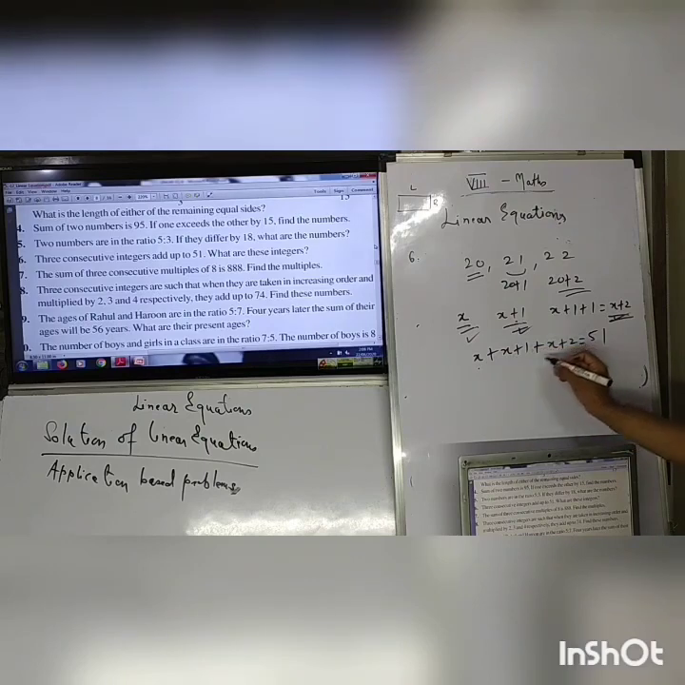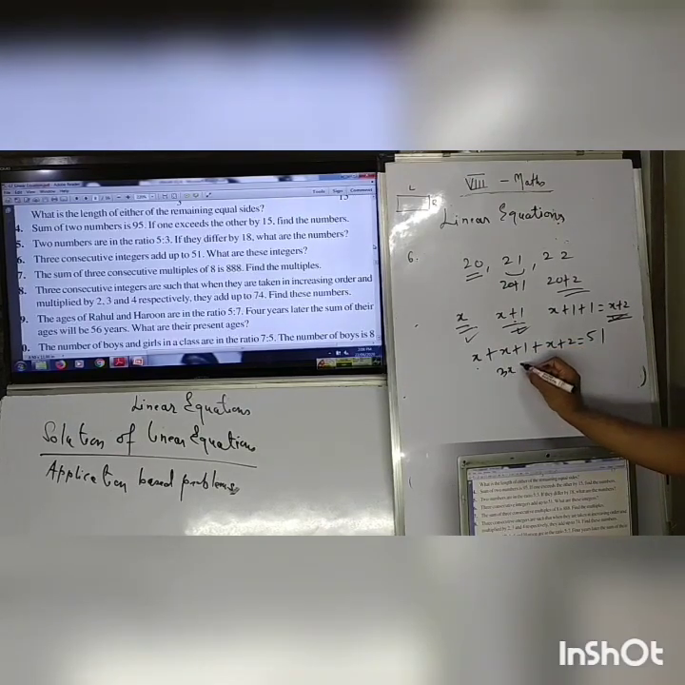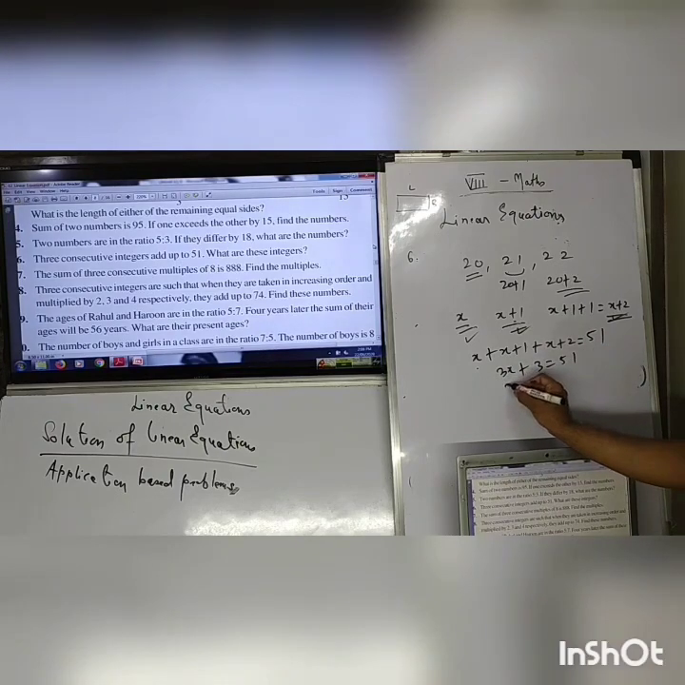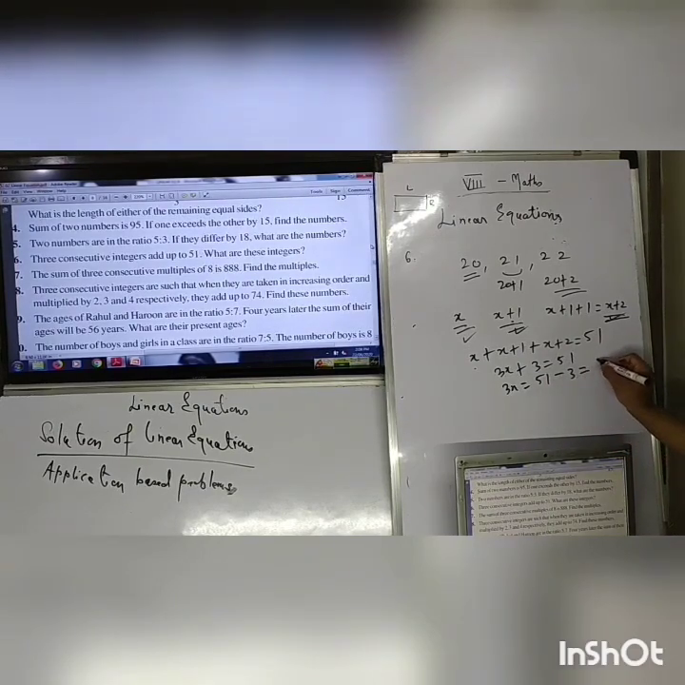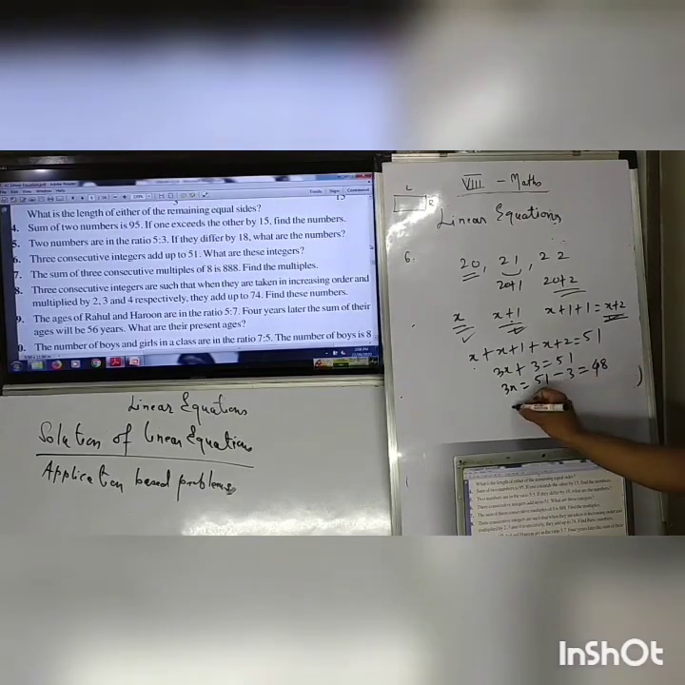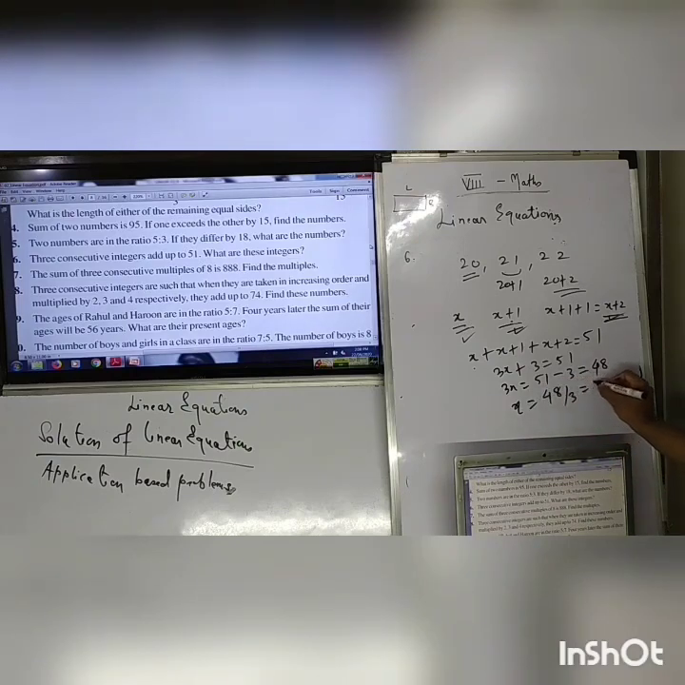x plus x plus x is equal to 3x, and 1 plus 2 is 3, equal to 51. So 3x plus 3 equal to 51 means 3x equal to 51 minus 3, that is equal to 48. It implies x equal to 48 divided by 3, that is equal to 16.